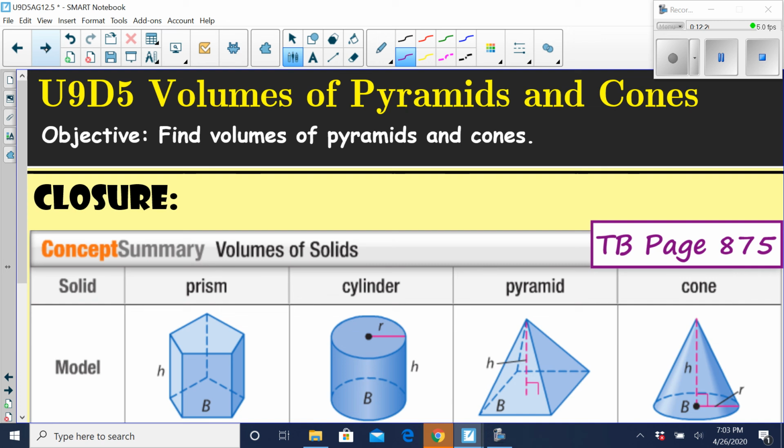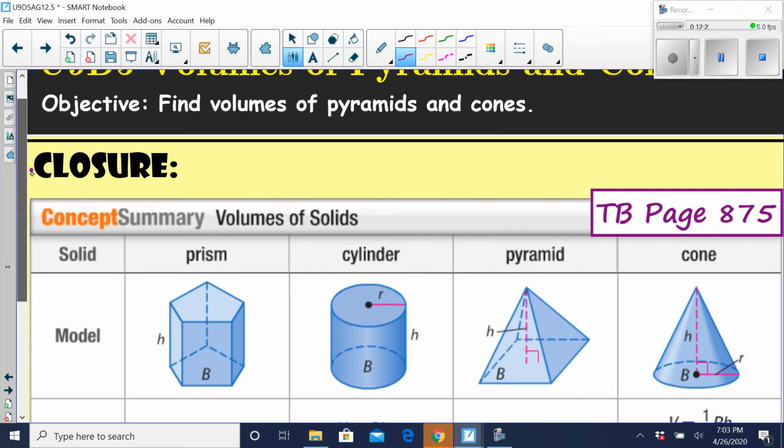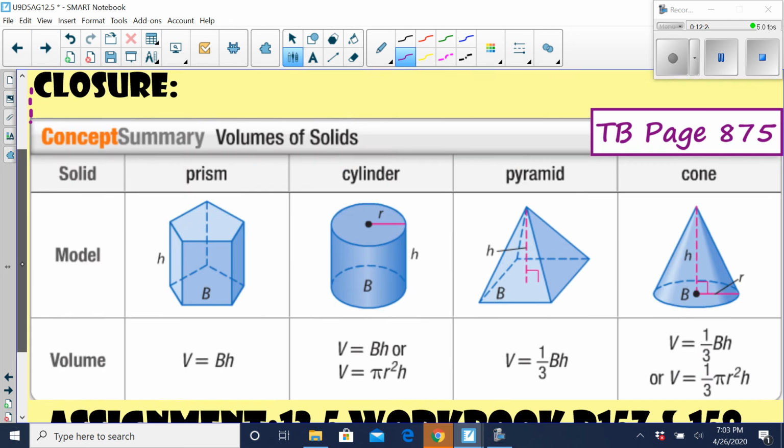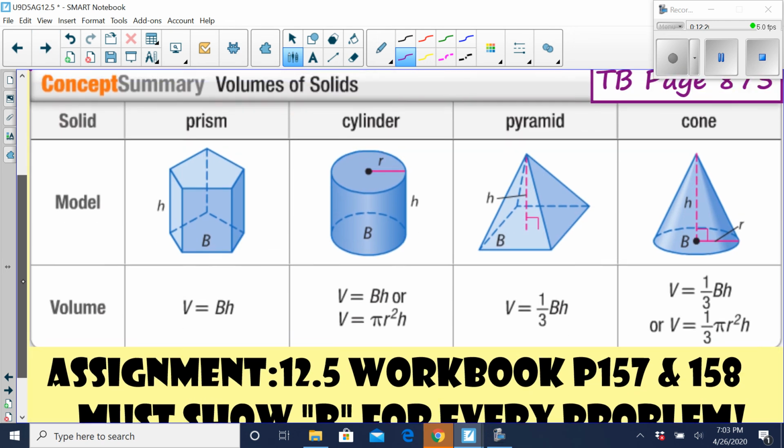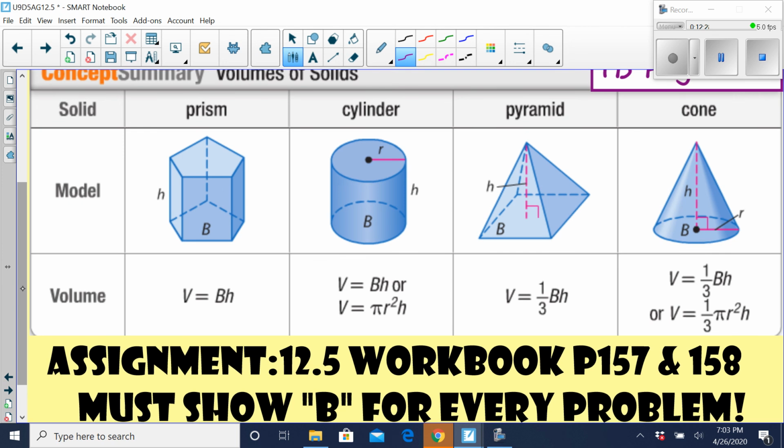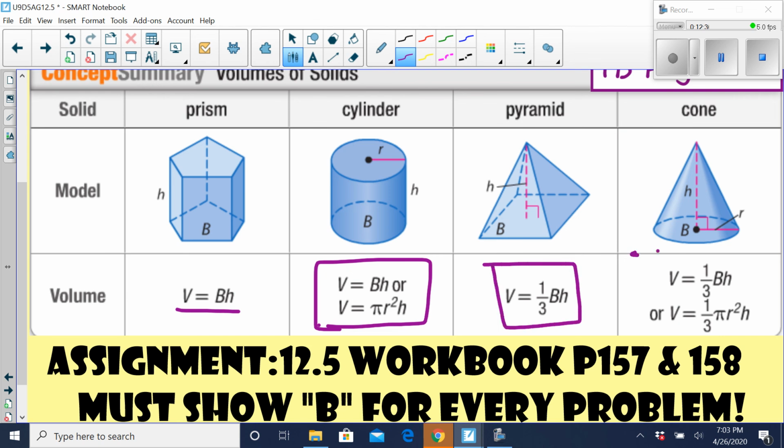Here is a quick summary chart of what we talked about last week and what we talked about this week using volume. This is just volumes of the solids: the prism, and then there's an example, and then it shows you the formula there. The cylinder is using that same idea. And then what we talked about today was the volume of the pyramid and the volume of a cone. Remember, today the only thing that's changed is we're using that 1/3 in there because they're going to a point.